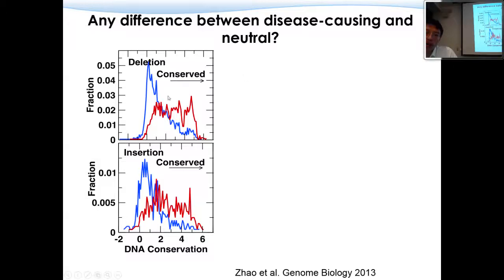You can see that the top is deletions and the bottom is insertions. We also look at, in this scenario, the red ones are the disease-causing indels, and the blue ones are the neutral indels, which means they are not causing the disease. But you can see that in terms of DNA conservation, we very, very clearly see disease-causing mutations are in the highly conserved regions. Those are important.